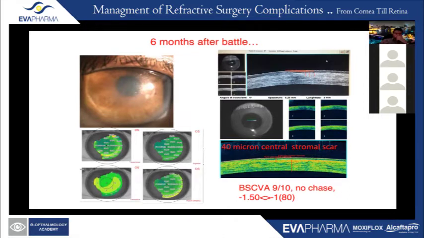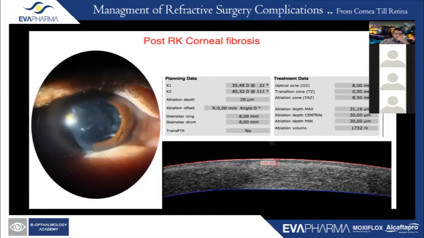So sometimes removal of all the scar is not the key. If you cannot remove all, just try to make the scar more even, and sometimes it is very useful also for the patient.